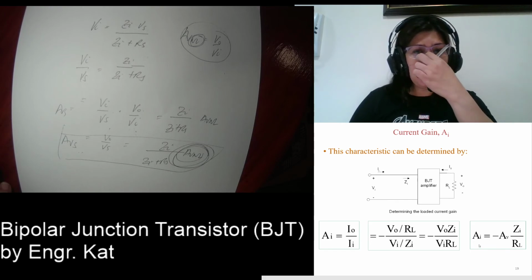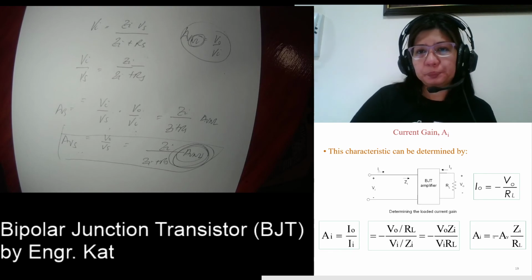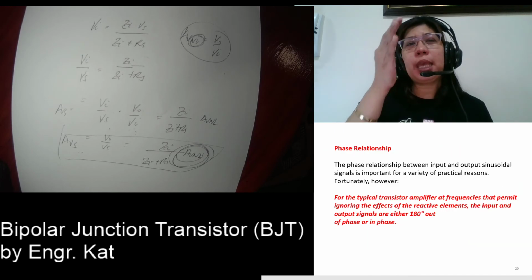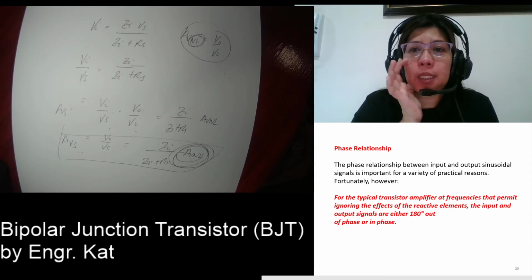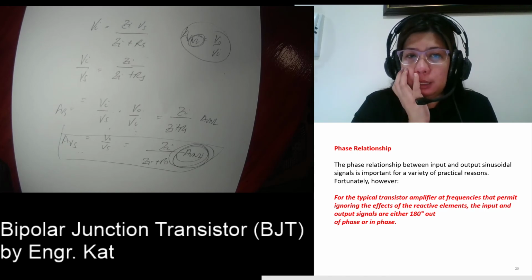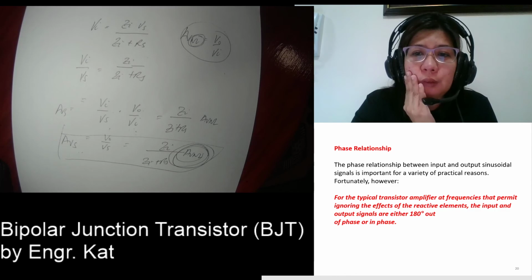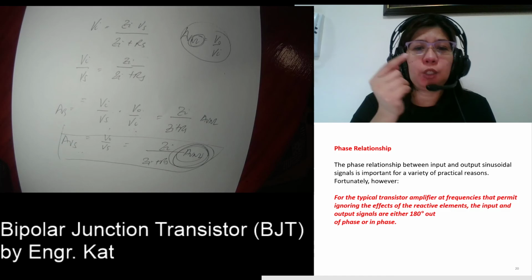Now, we have witnessed a negative sign. So what do we mean by the negative sign there, class? So IO is negative VO all over RL. Okay, so the negative sign there shows the phase relationship. So the phase relationship between input and output sinusoidal signal is important for a variety of practical reasons. Fortunately, however, for a typical transistor amplifier at frequencies that permit ignoring the effect of the reactive elements, the input and the output signals are either 180 degrees out of phase or in phase.